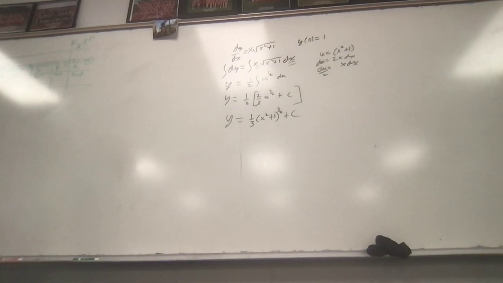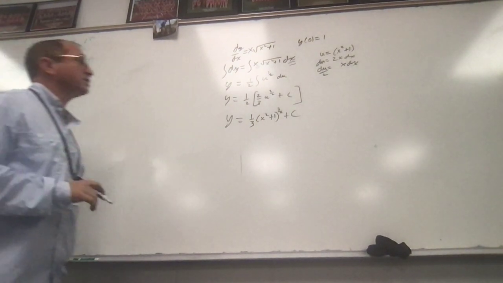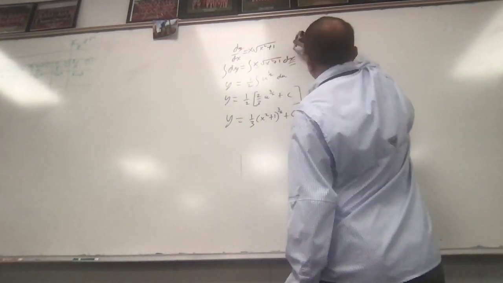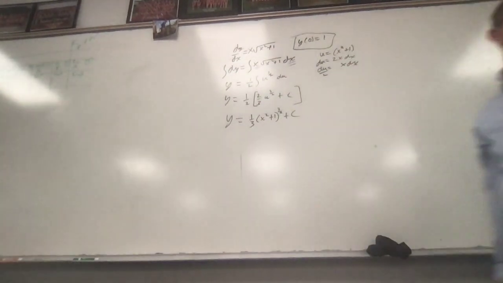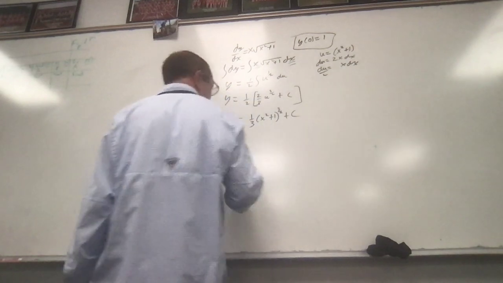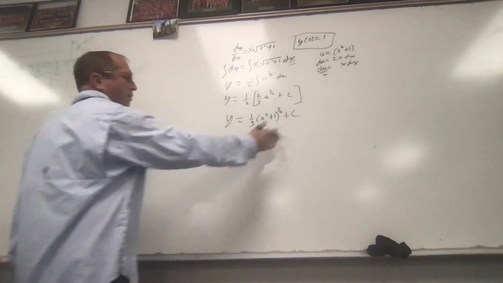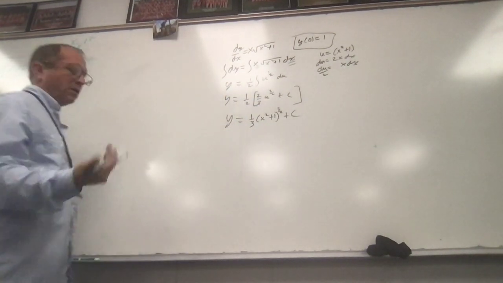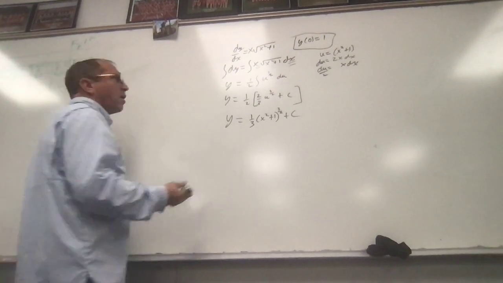At first, I'm not done yet. Let me know when I can keep going. I've done the anti-differentiation, right? But I was told here I have this as my initial condition, that y of 0 is equal to 1. So I'm going to say that... Again, what am I doing when I do an initial condition? I'm trying to figure out what the specific C value is for this specific problem.